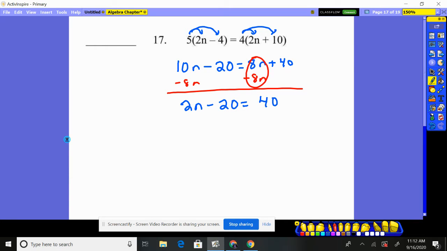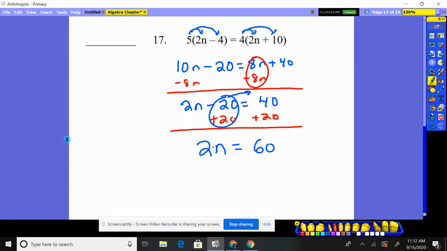So now I need to move that 20 over to be with the 40. Get the numbers on the same side. So I'm going to add 20 to both sides of the equation. See what that gives me. That goes away. I'm left with 2n on the left. On the right, I have 60. How do we undo now multiplying by 2? We divide by 2, and n is equal to 30.